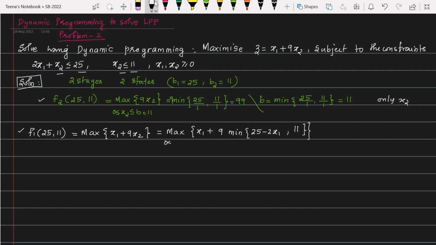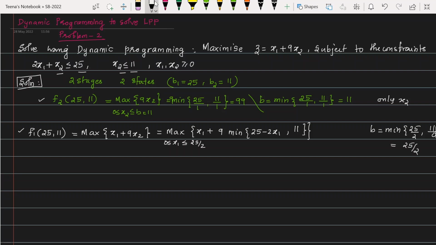Here the range of x1 is from 0 to b. So b is the minimum of 25 by 2 and 11 by 0. If you want to write it as 11 by 0, let it be there. The minimum value is 25 by 2, so the x1 value ranges from 0 to 25 by 2. So we have defined all the stages here. Since the problem is a very simple one, we have only two stages, and we listed both of them.